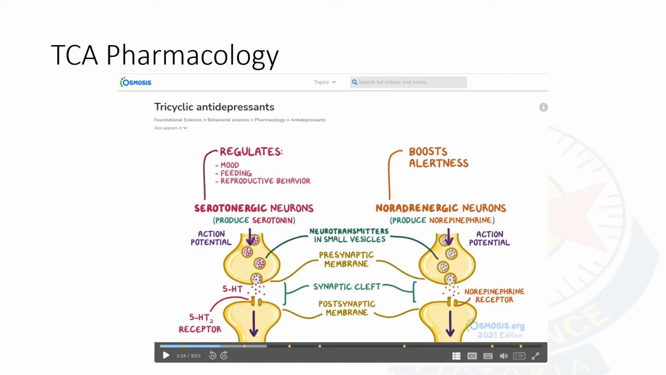In normal circumstances, an action potential moves down the presynaptic neuron and stimulates the neurotransmitter vesicles to move towards the synaptic cleft and release the neurotransmitters. Serotonin and noradrenaline bind to their respective receptors to innervate the postsynaptic membrane. With decreased available serotonin and noradrenaline, individuals are unable to innervate postsynaptic neurons, meaning decreased mood and decreased alertness.